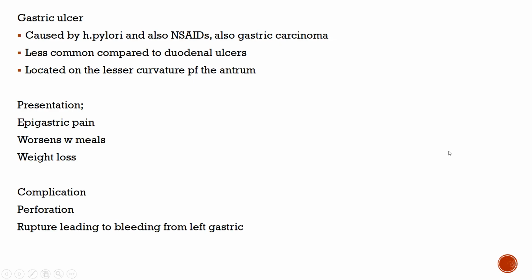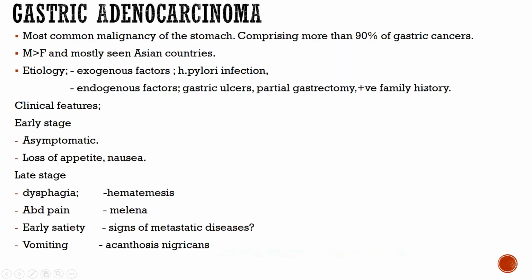Actually, we go to the next. Yeah, this is how PUD looks like. There'll be a bit of inflammation, but you see this one is now well demarcated, punched out. Okay. Going to the gastric adenocarcinoma.